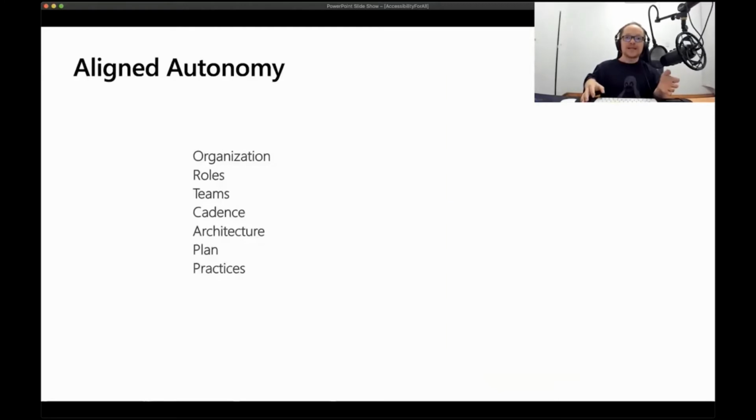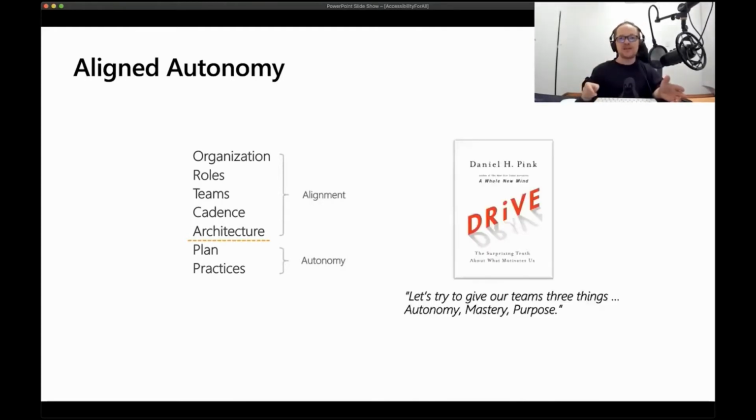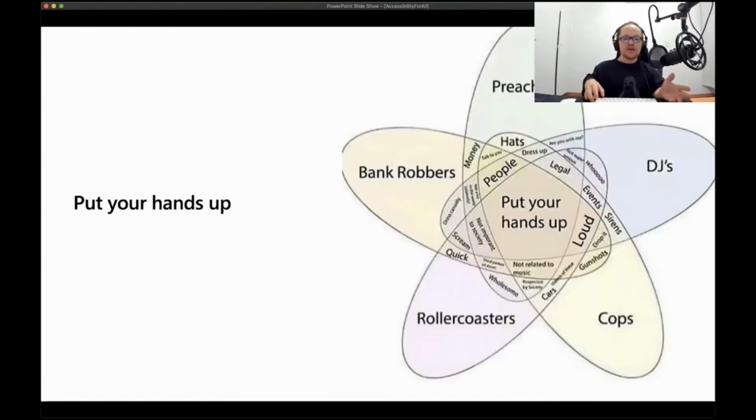Also, with that in mind, we're having a huge drive recently with aligned autonomy. If you don't know aligned autonomy, it is the alignment of organizations, roles, teams, cadences, and architecture with plans and practices, made very famous by Daniel H. Pink's book, Drive. But what happens? We had the Hydra, we had this move for Agile, and the only people who put their hands up for accessibility software are bank robbers, preachers, DJs, cops, and roller coasters. It didn't work. And I'm here today to show you why.